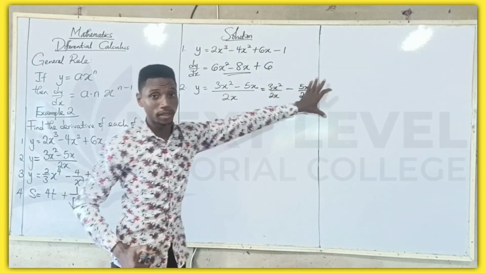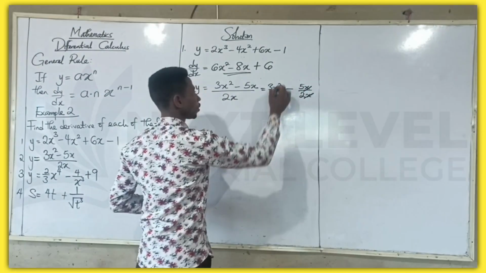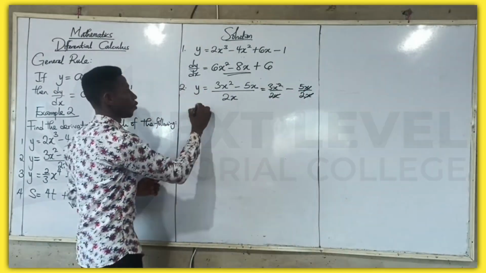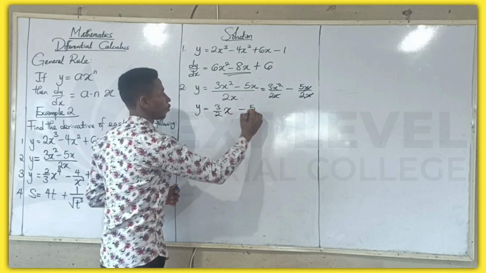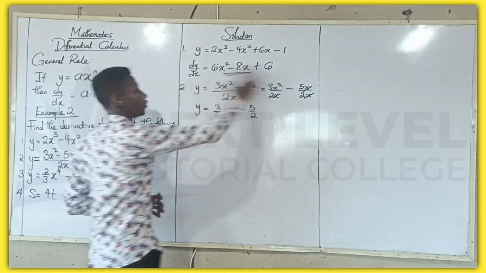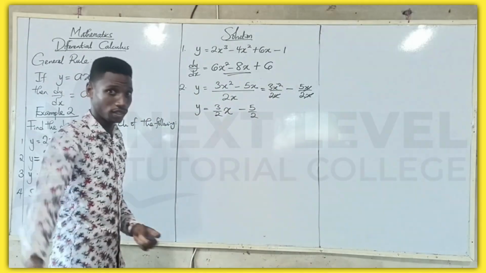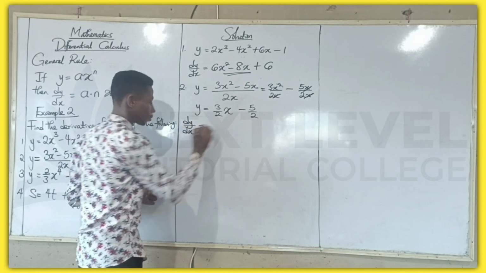So why are we doing this? So I can simplify. Here x can cancel x, and here x can cancel one of the x's here. So that y will be equal to 3 over 2 x minus 5 over 2. So in some cases, you have to first simplify before you start differentiating. Take note of that. So now dy dx.